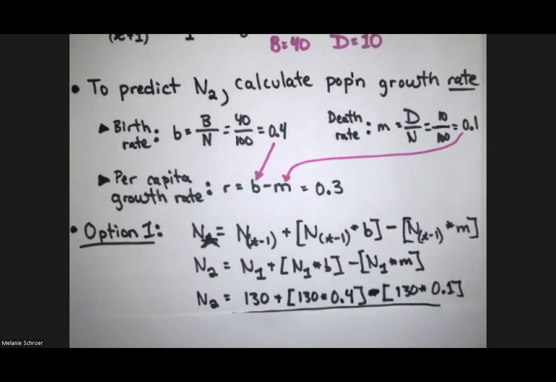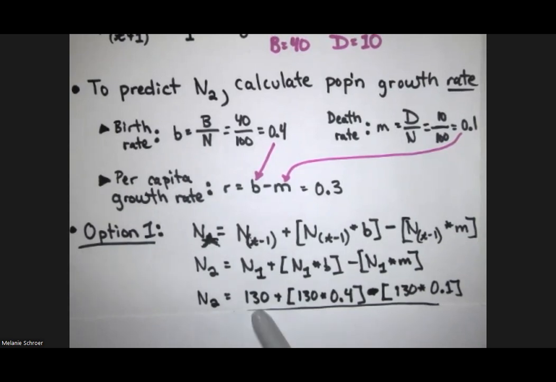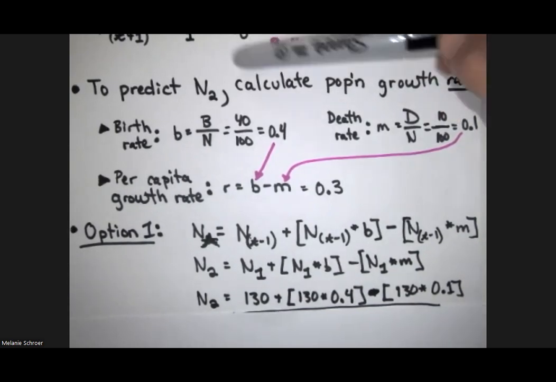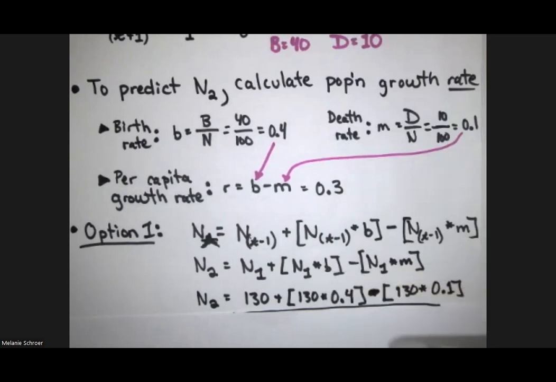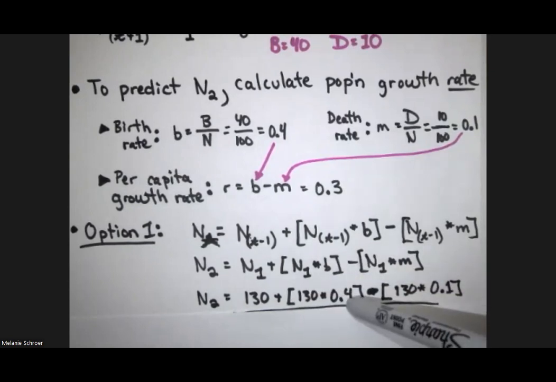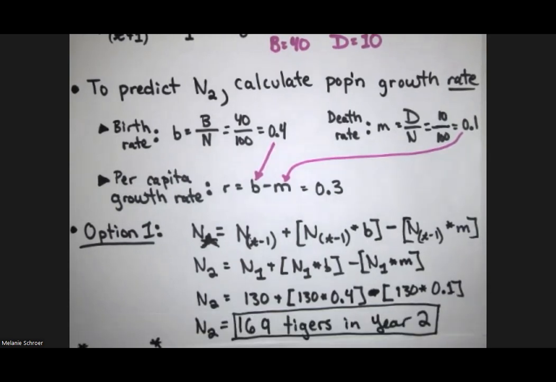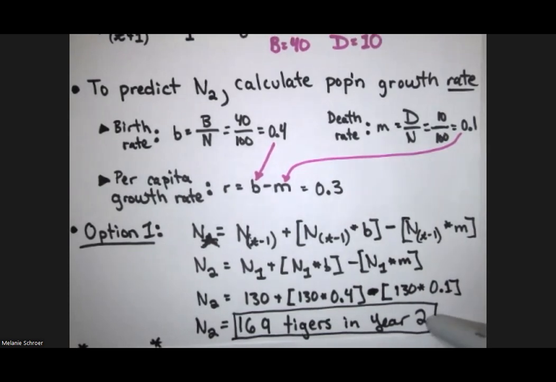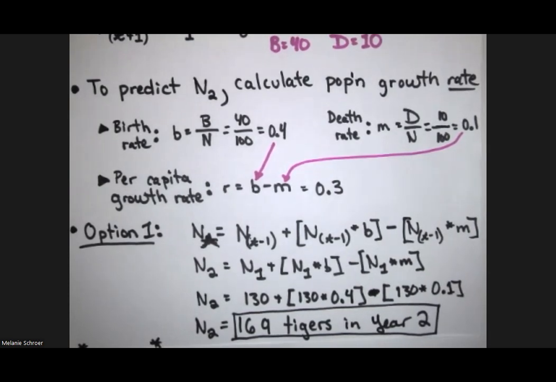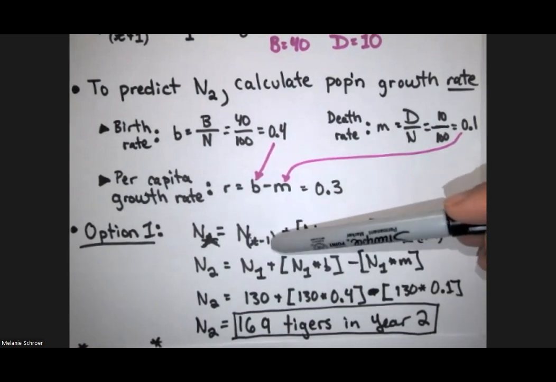So if you plug in these numbers, what we see is 130 animals, which we calculated here, plus the number that were born minus the number that died. And what we get is 169 tigers are expected in year 2. So in order to calculate year 3, you would need to know year 2, and so on and so forth. If you were curious about year 10, you would have to calculate every single year so that you always had N T minus 1.